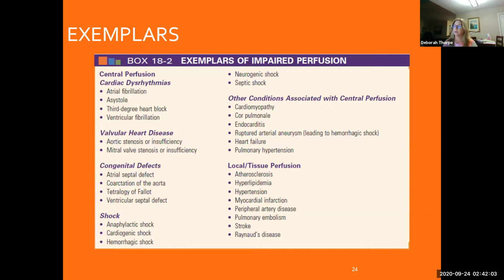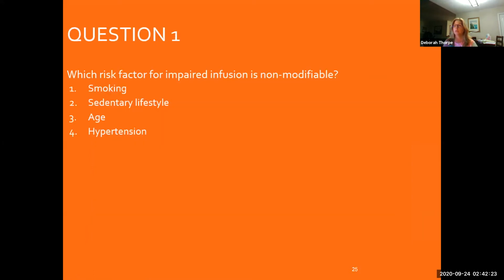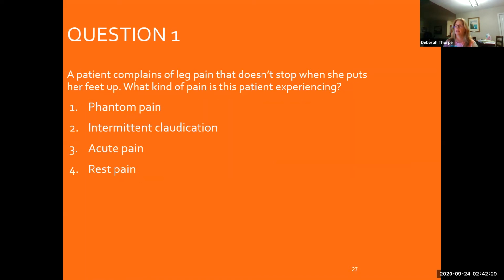These are some other exemplars here that you can look at. This was the tetralogy of Fallot for kids and infants. These are those kind of defects. And the end of this is some questions that you can look at.